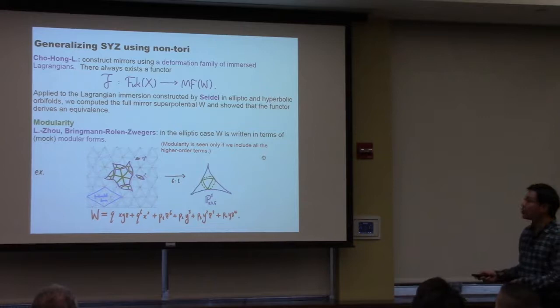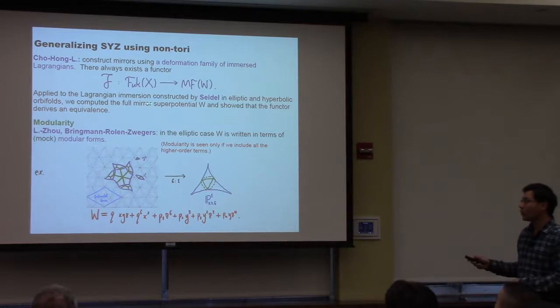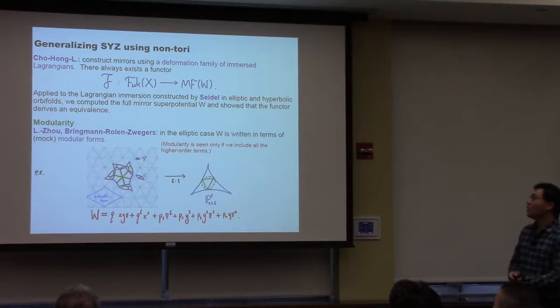This is the motivation for our work on constructing mirrors using deformation theory of immersed Lagrangians instead of Lagrangian tori. In some cases, it could be easier and more useful. From this construction, there always exists a functor from the Fukaya category to the matrix factorization category, so the homological mirror could be more directly seen from this approach. Applying this technique to elliptic and hyperbolic orbifolds, using the immersed Lagrangian constructed by Seidel, we computed the superpotential W and showed that the functor gives an equivalence.